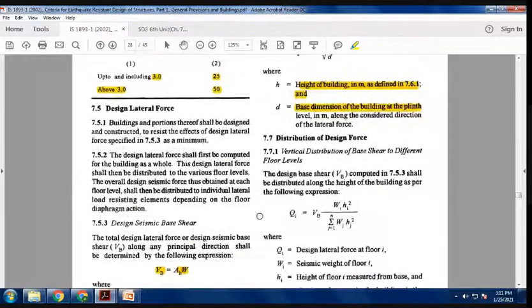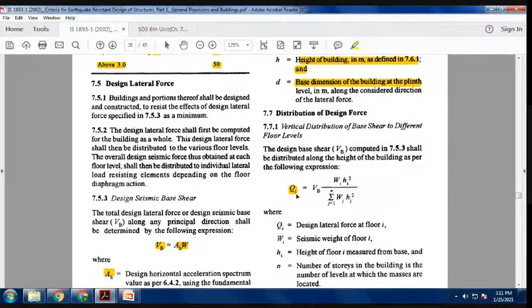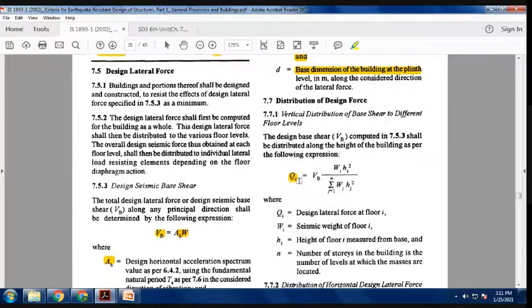Okay, finally we will calculate the Qi. We will make a tabular column to make it very easy: the vertical distribution of base shear to different floor levels. For floor 1, floor 2, floor 3, floor 4, meaning Q1, Q2, Q3, Q4, we will calculate with the help of this formula.